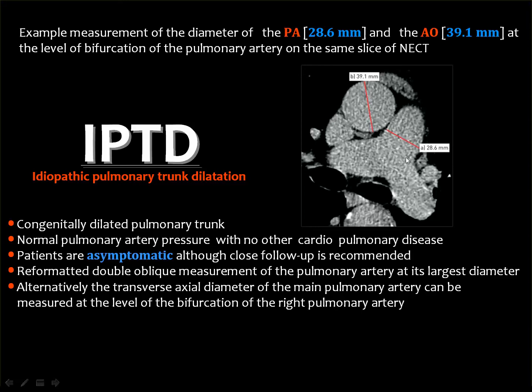Now we come to the idiopathic pulmonary trunk dilatation, and from its name you understand it is an abnormal dilatation of the pulmonary artery, and the reference is usually the ascending aorta. You compare the caliber of the pulmonary artery, which should be less than the caliber of the ascending aorta.